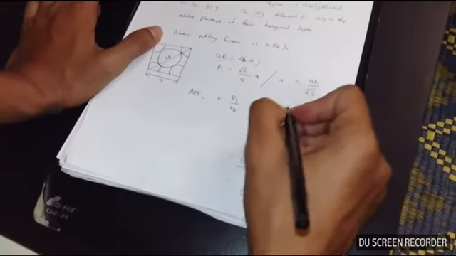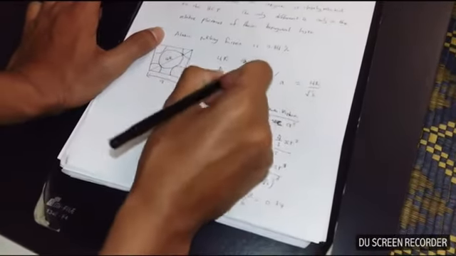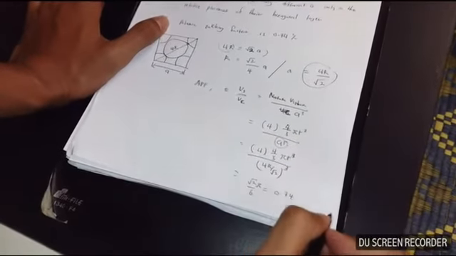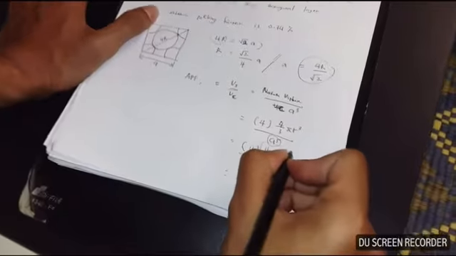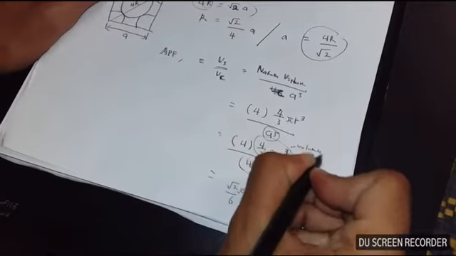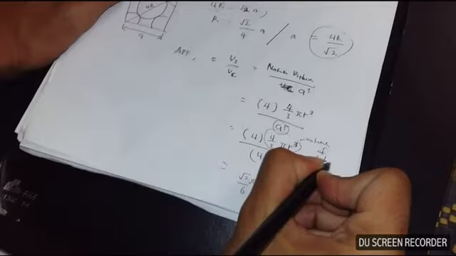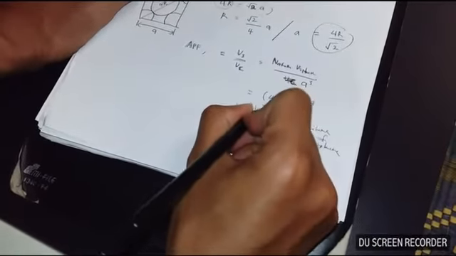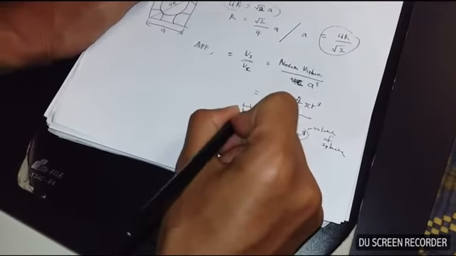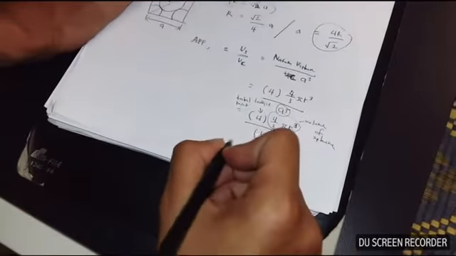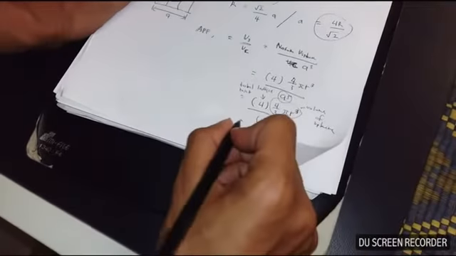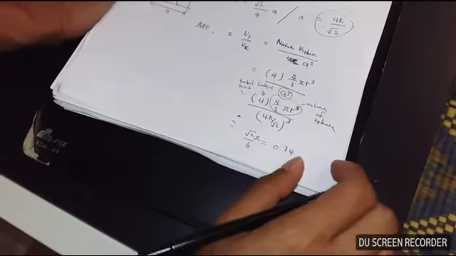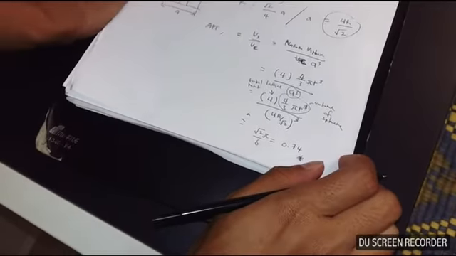We just put the value of A into this cube. This is the volume of the sphere, and this is the total lattice points. After we calculate it, we will get 0.74. This is the atomic packing factor for the FCC.